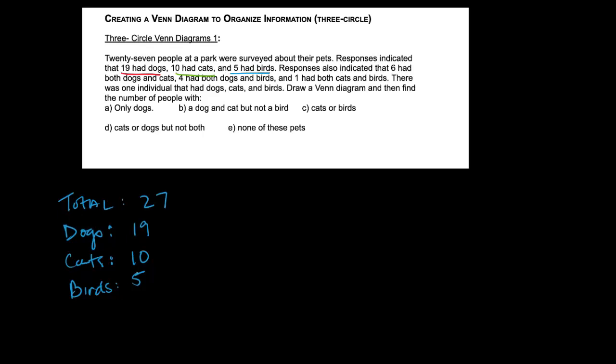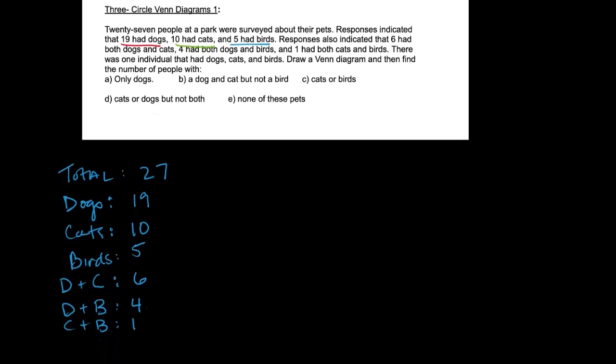Responses also indicated that 6 had both dogs and cats. So dogs and cats is 6. 4 had both dogs and birds. So dogs and birds is 4. And 1 had both cats and birds. So cats and birds, we have 1 person. And then there was 1 individual that had dogs, cats, and birds. So all 3, and that would be 1 person. So this is our all 3 number. All 3 categories or types of animals.